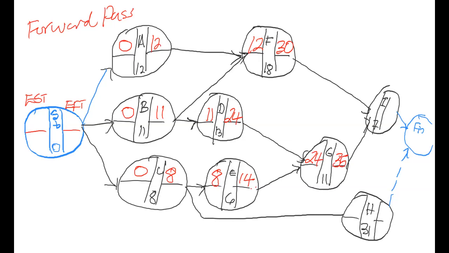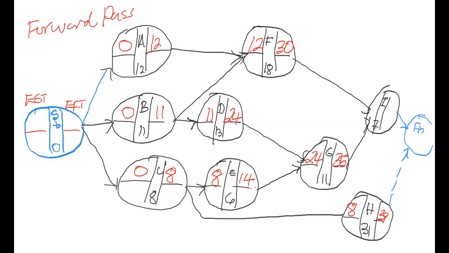For activity H, its early start time will be 8, because the early finish time of its immediate predecessor will be 8. And 31 plus 8 is 39. So going to the finish line, we're not quite at the finish line yet. You have 39 going from H, but I has not yet been calculated.